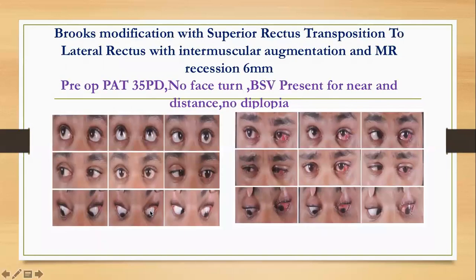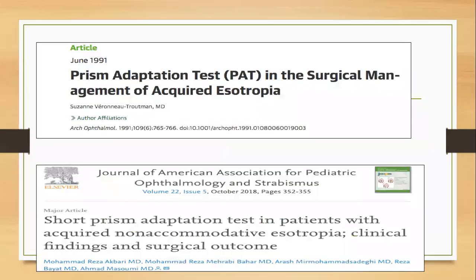In this case of DRS, the patient underwent Brooks modification with superior rectus transposition to the lateral rectus with intermuscular augmentation and MR recession of 6 mm. Pre-op, there was an esotropia of 35 prism diopters with no face turn. BSV was present for near and distance with no diplopia. So the target angle was 35 prism diopters.